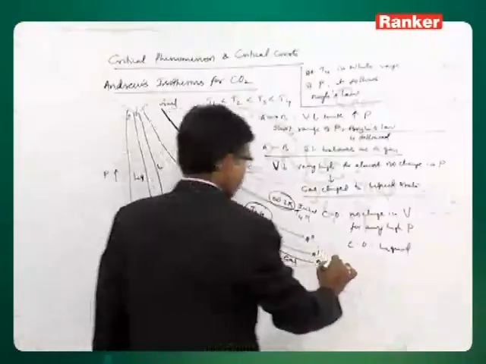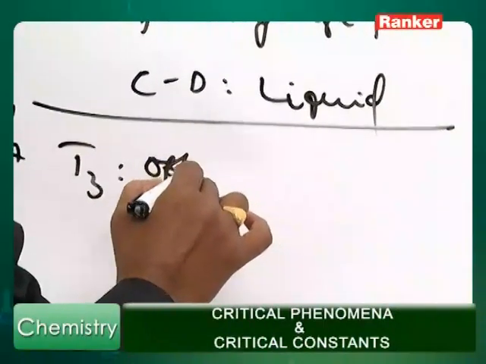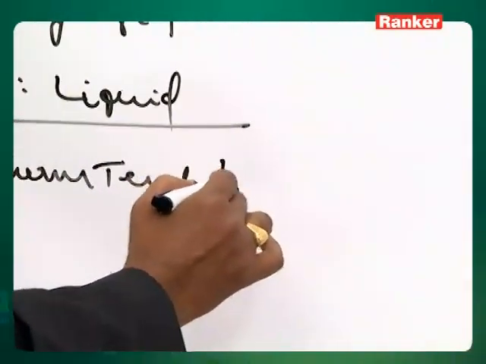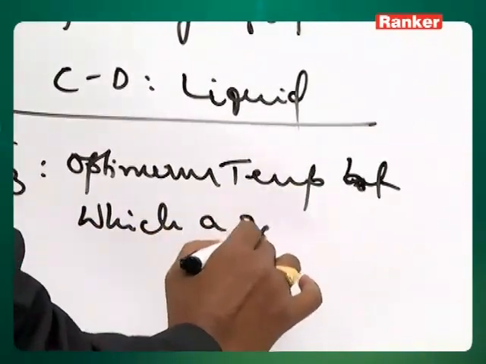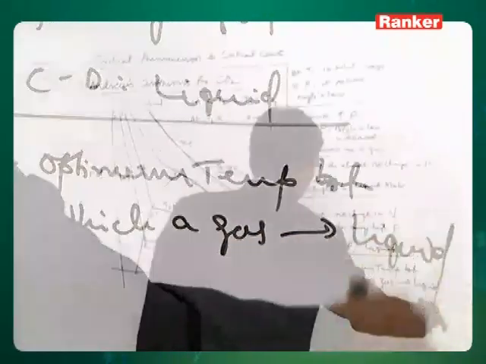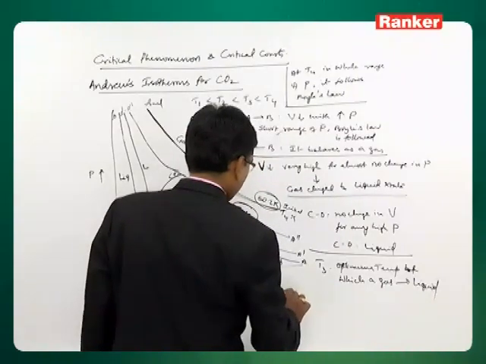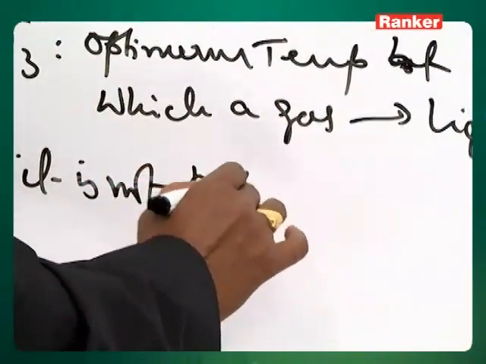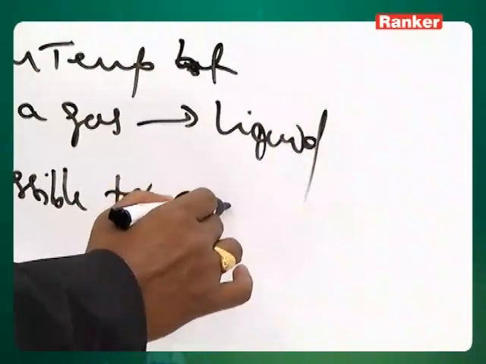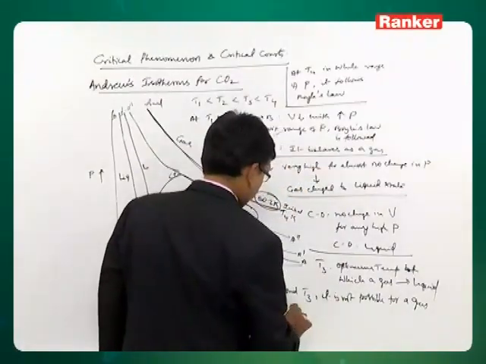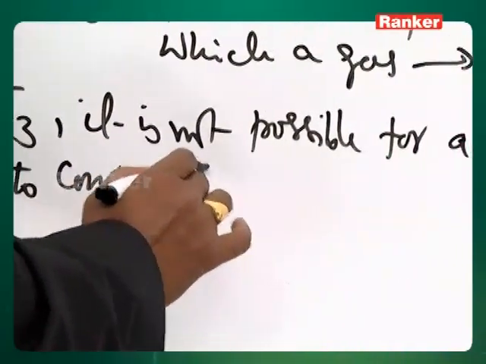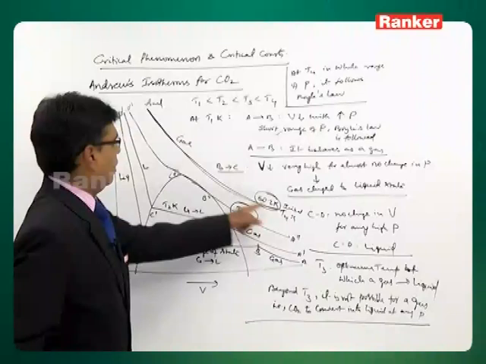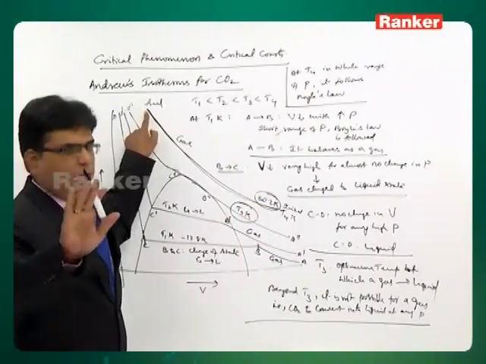T3 is the optimum temperature at which a gas can be converted into liquid at a certain pressure. Beyond T3, it is not possible for a gas, that is carbon dioxide, to convert into liquid at any pressure. Whatever high pressure you apply, the gas does not convert into a liquid.